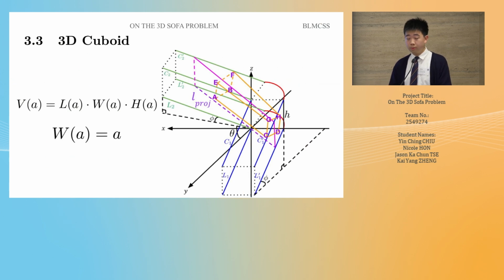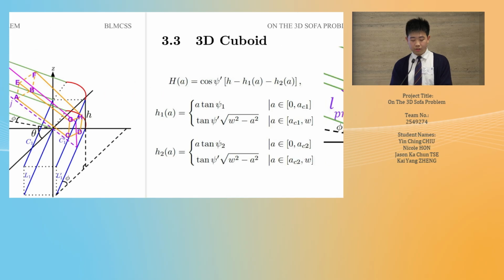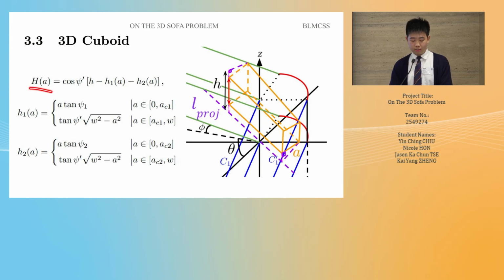For the 3D cuboid, we construct it similarly to the 2D rectangle. We extend the 2D case 2 rectangle in the orthogonal direction, like here. We first denote the width as A, and the length L and height H can also be expressed in terms of A. By geometry, we find the H expressions.